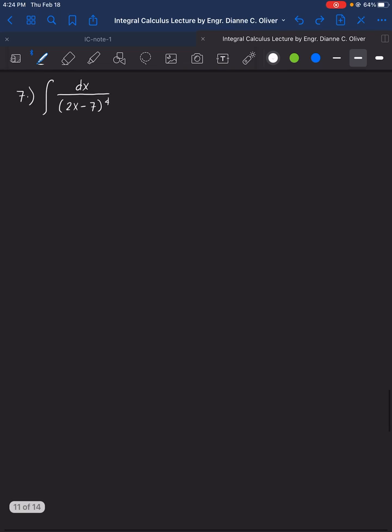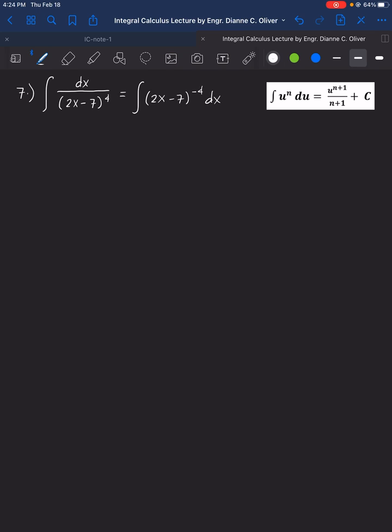So that is for number 6. Let's go for number 7. For number 7, we have the integral of dx over (2x - 7) raised to 4. Again, we can write this as (2x - 7) raised to negative 4 dx. So using the pattern, the integral of u raised to n du is equal to u raised to n + 1 over n + 1. So the base u in this pattern is 2x - 7 and the exponent is negative 4. But the question is, what is the du? So obviously, the du is not dx. That's why we are using the let u here.